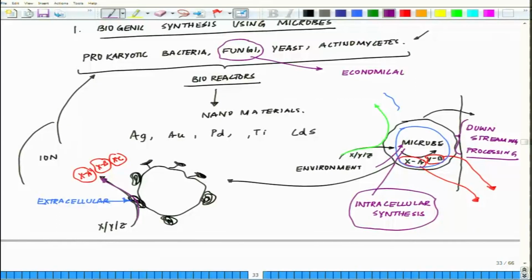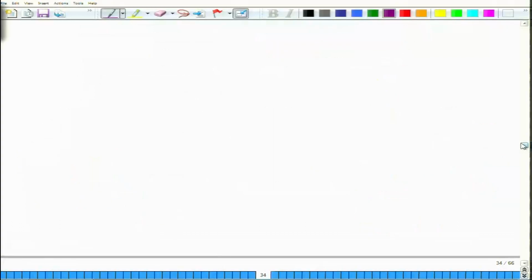The next one is template assisted, which is biomolecule as template to design nanomaterial.